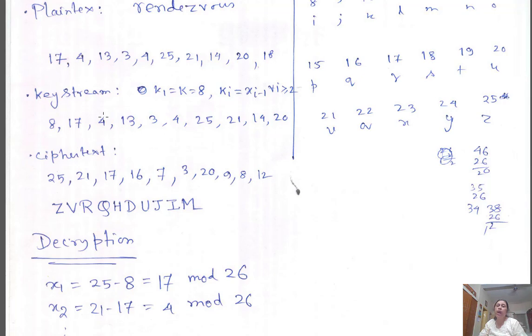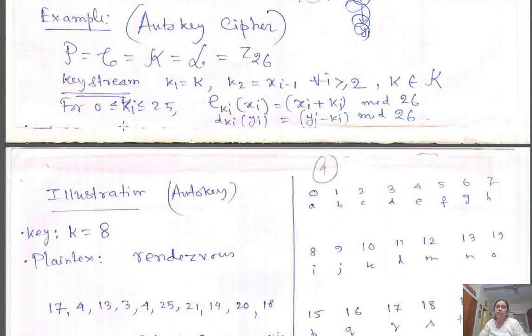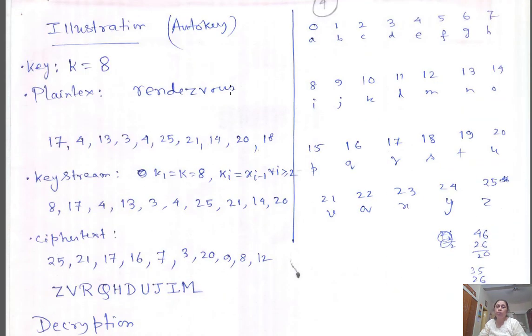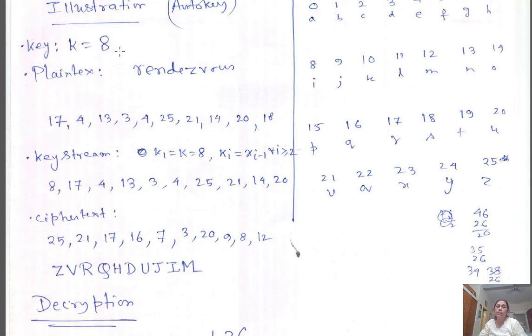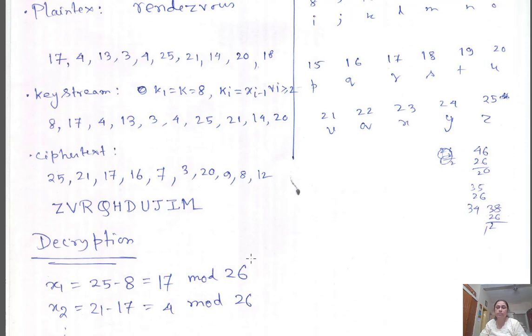Now the key stream, you know how this is auto key. This is your auto key cipher. If you know the key, then from that key you know the rule for how to generate the key stream. So you can generate this key stream. Now you just subtract this minus this modulo 26. It will give you 17. 21 minus 17 modulo 26 is 4, like that. So subtraction.